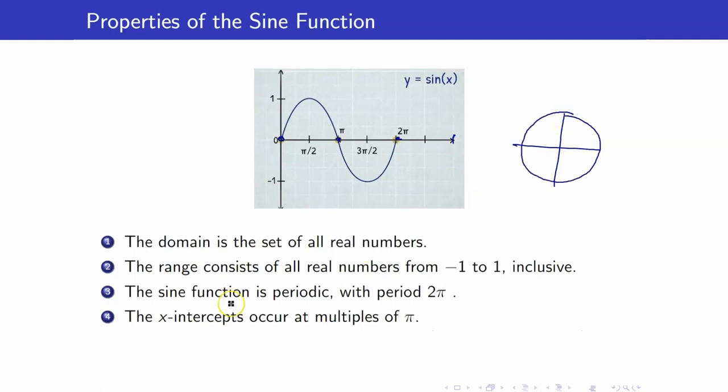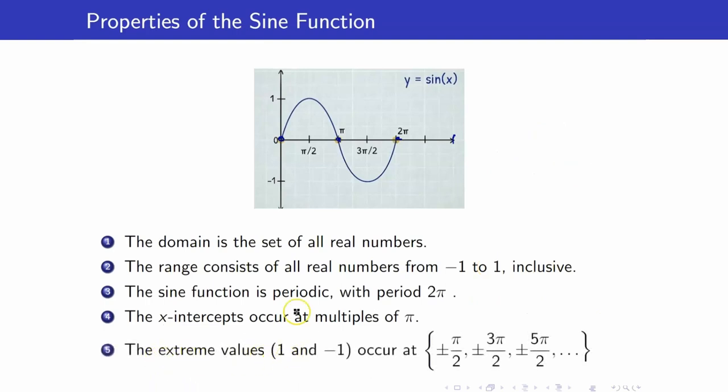If you just look at your unit circle, x-intercept means that sine of theta is equal to 0. Where will sine theta be equal to 0? Remember that sine theta is the y-coordinate on your unit circle. The y-coordinate on your unit circle will be 0 at these points, right? And these are multiples of pi. This is 0, pi, 2 pi, 3 pi, and so on. And of course, their negative counterparts. Next, the extreme values, 1 and negative 1, occur at pi over 2, 3 pi over 2, and so on.